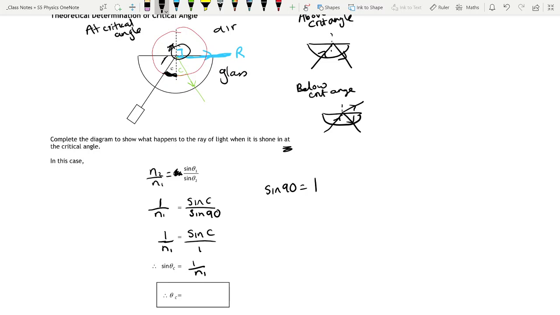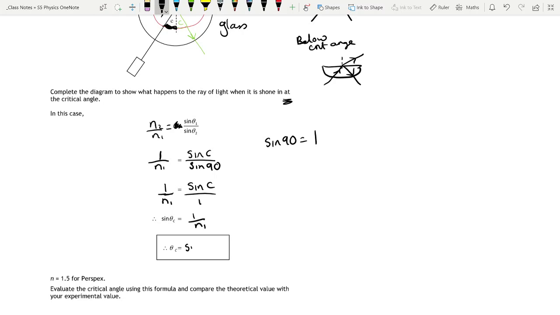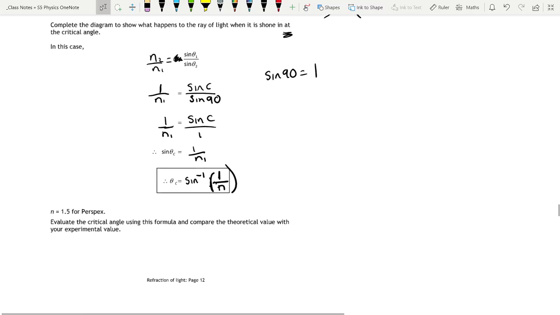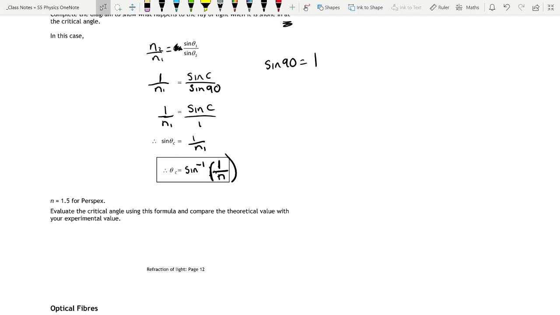We can keep it with N1. So the critical angle is the inverse sine of 1 over N. Let's rewrite the inverse sine, just a little neater. So you can calculate the critical angle of something if you know its refractive index, and you can calculate the refractive index of something if you know its critical angle. For perspex, N equals 1.5. So evaluate the critical angle using this formula and compare the theoretical value with your experimental value.